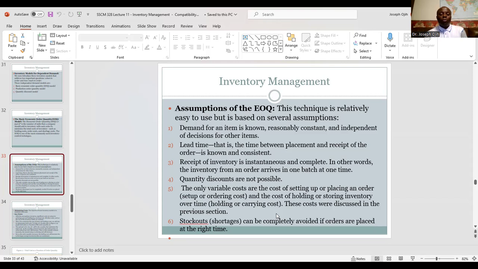Then the fifth assumption is that the only variable costs are the cost of setting up and placing an order, which we call the setup cost or ordering cost, and the cost of holding or storing inventory over time, which is the holding or carrying cost. We discussed these costs already. The last assumption is that stockouts or shortages can be completely avoided if orders are placed at the right time.